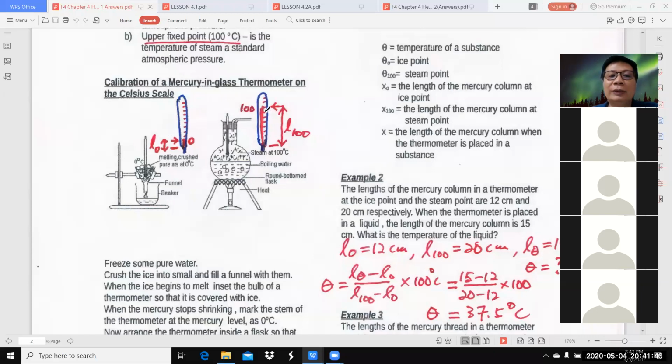So now you have 2 marks already. One is 100, the upper fixed point. The other one is the lower fixed point. You have 2 points, enough already. So the rest, you just mark it evenly, divide it evenly into 100 divisions. That's all. Okay, that finished the calibration of thermometer, right?